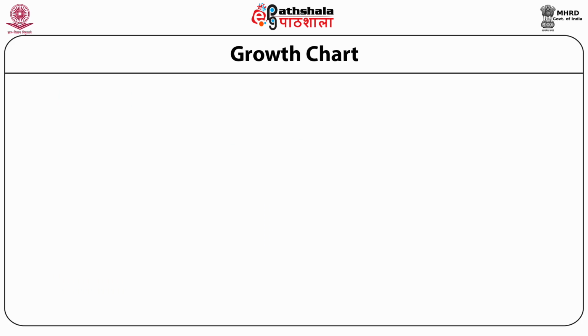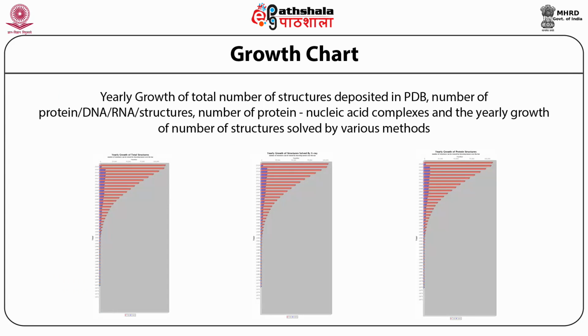This clearly shows the yearly growth of the total number of structures being deposited in the PDB, the number of protein, DNA, RNA structures, or the number of protein nucleic acid complexes deposited. One can prepare a chart for that. It is very clear that there is an exponential increase in the number of structures being deposited in the PDB. Due to the advent of synchrotron radiation, the number of structures deposited in the PDB has been increasing enormously since the 1980s. As of today, an average of about 180 structures are deposited every week.